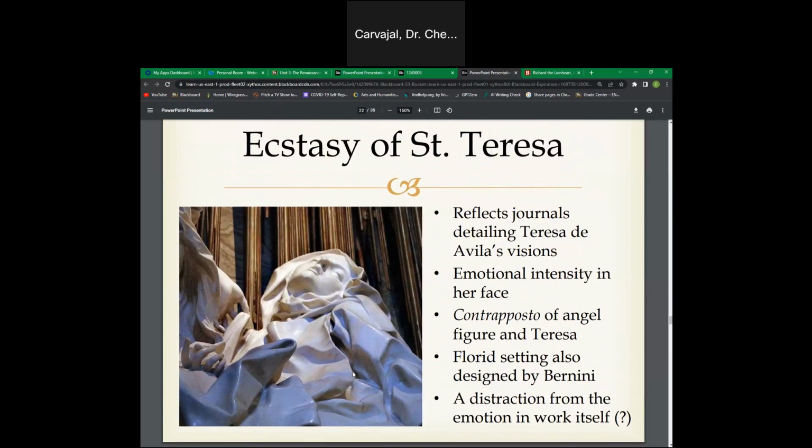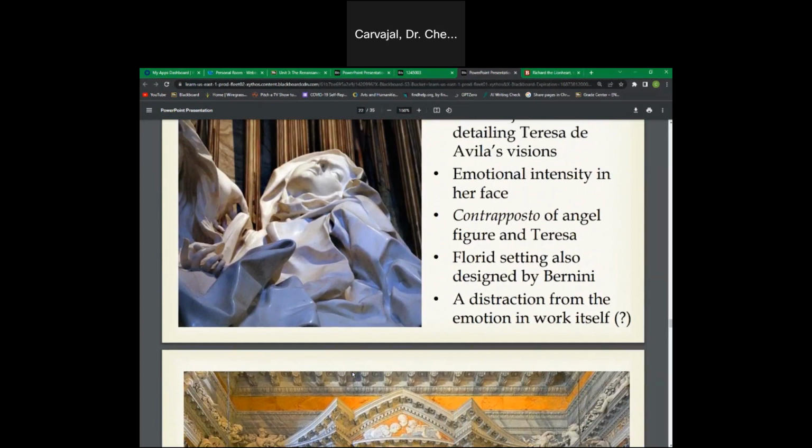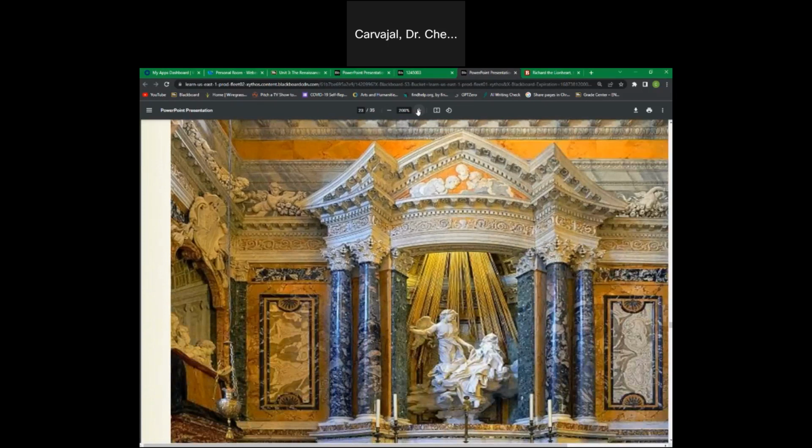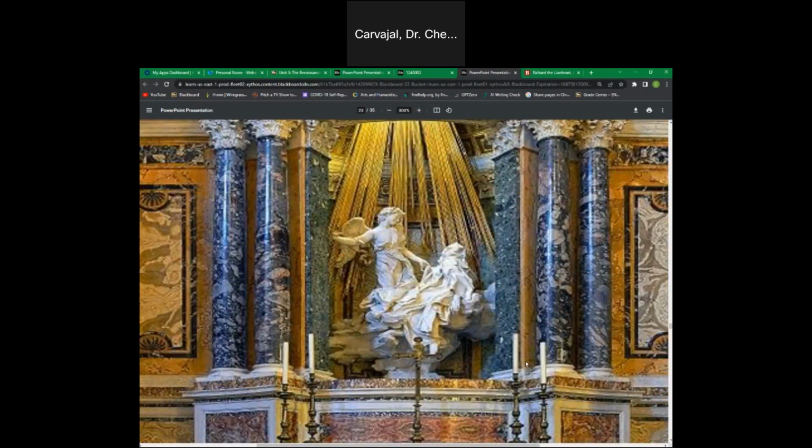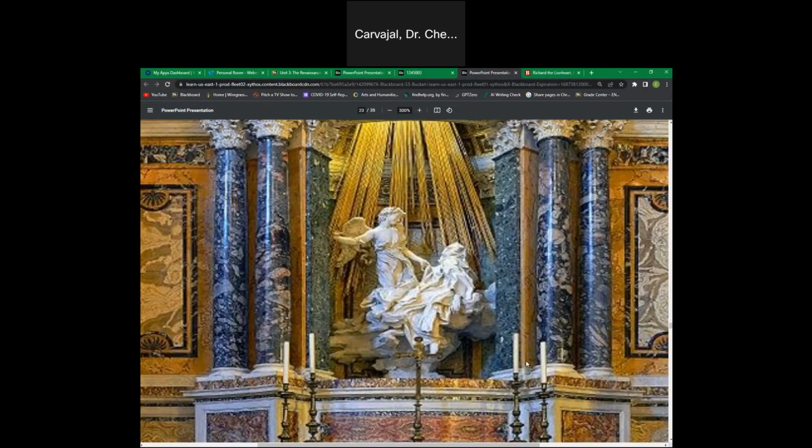Bernini was, remember, an architect as well as a sculptor. If you look at the sculpture itself, and I'll do that first, let's go big. I'm just going to move in so we can see the actual sculpture. He created this entire environment around it. This is actually not even the main altar inside of the church where it resides in Rome. This is actually a side altar.